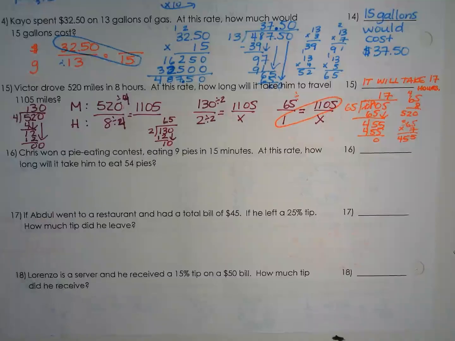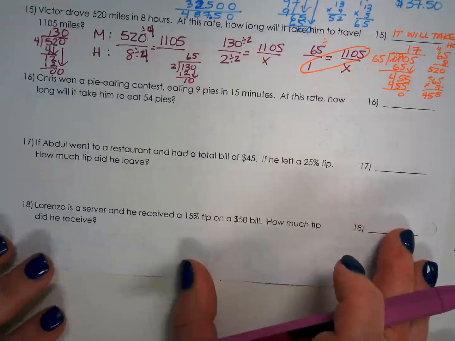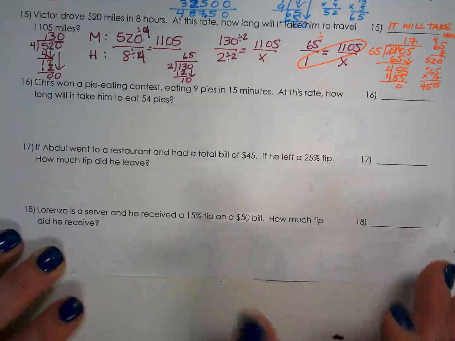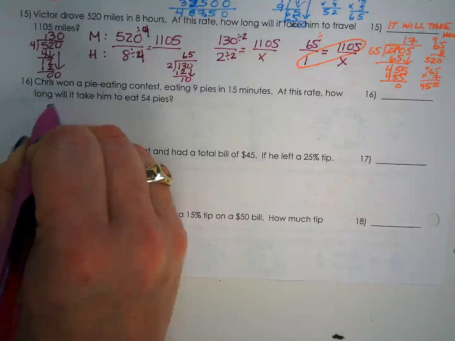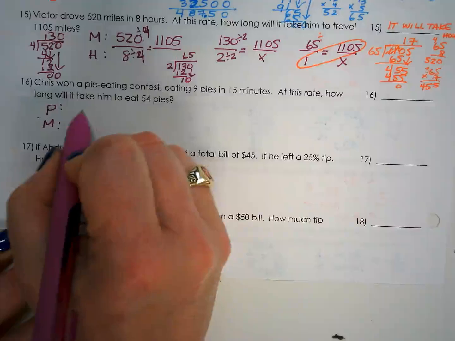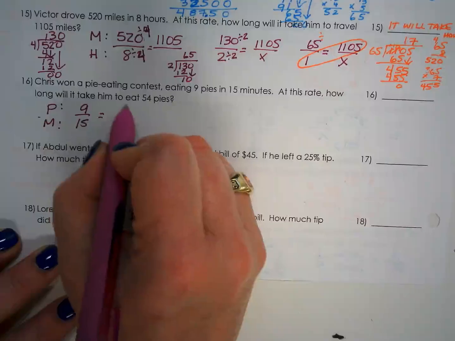Okay, number 6. Chris won a pie eating contest, eating 9 pies in 15 minutes. At this rate, how long will it take him to eat 54 pies? So again, pies per minute. So it said he ate 9 pies in 15 minutes, and we want to know how long it will take him to eat 54 pies.